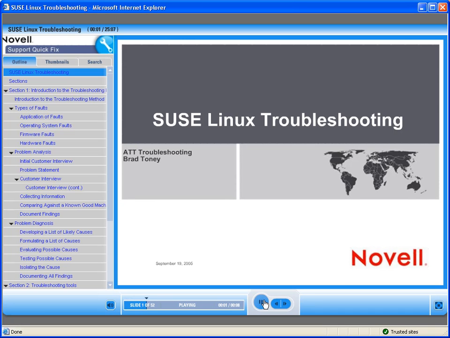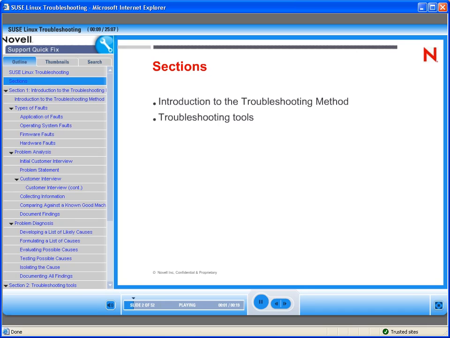Welcome to the Advanced Technical Training Troubleshooting on a Suse Linux Enterprise Server 10 platform. This class is divided up into two different sections. Introduction to the troubleshooting method, which is where we actually go through the methodology of troubleshooting. And troubleshooting tools, which is just a small group, not complete, but a small group of tools that can be helpful in troubleshooting an issue on a Suse 10 server.